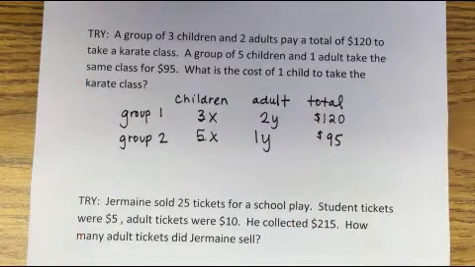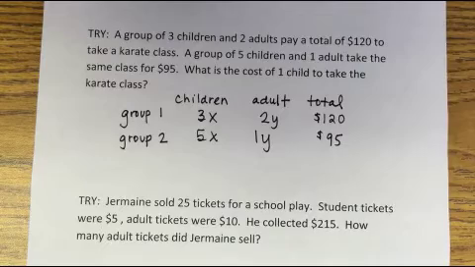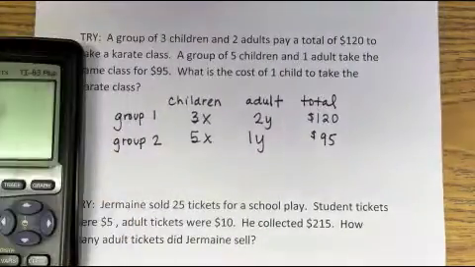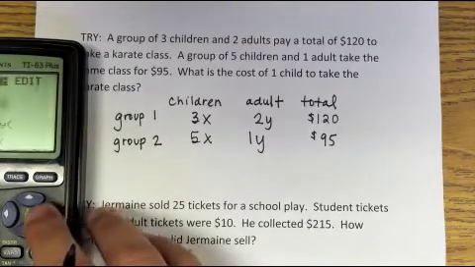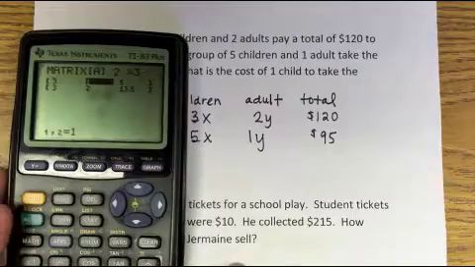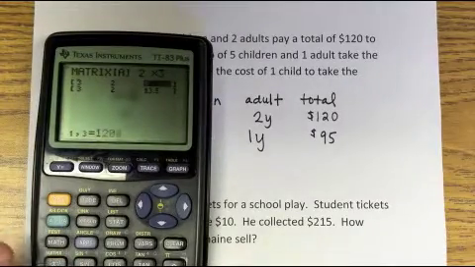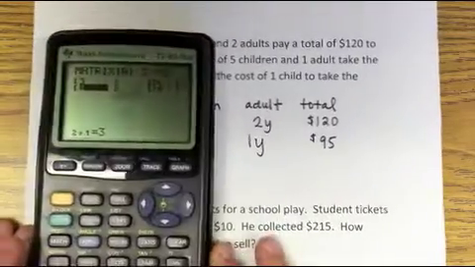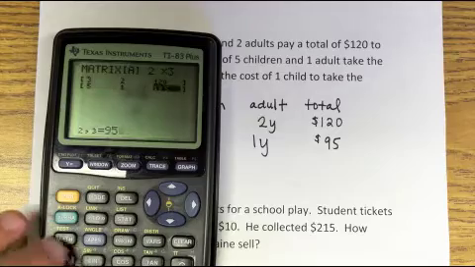So, did you set that up correctly? Okay, because remember, that's 9/10 of the battle here. Okay, now you let your calculator take over. All right, so when you do that in the calculator, and you type this in, we have 3, 2, 120, and then we've got 5, 1, 95.